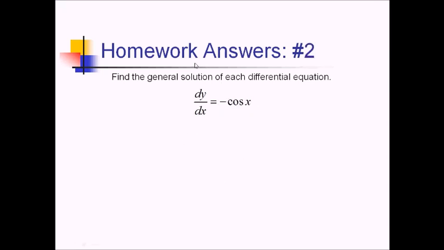On this problem, we want the general solution for this differential equation. That just means they want the general antiderivative with the plus c thrown in. So the antiderivative of negative cosine of x is going to be negative sine of x plus c.